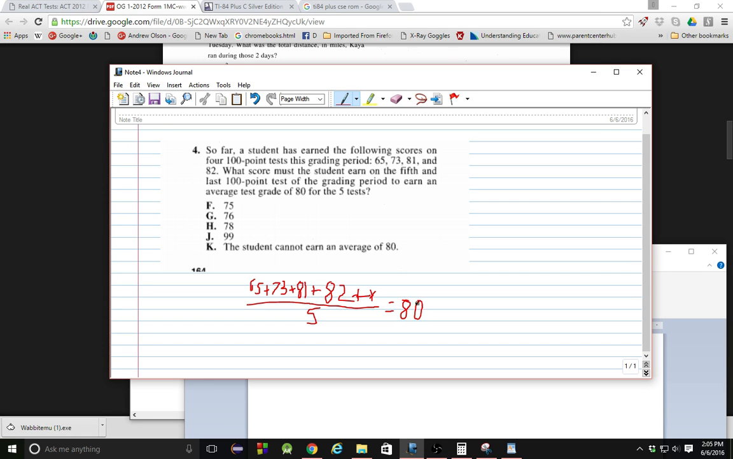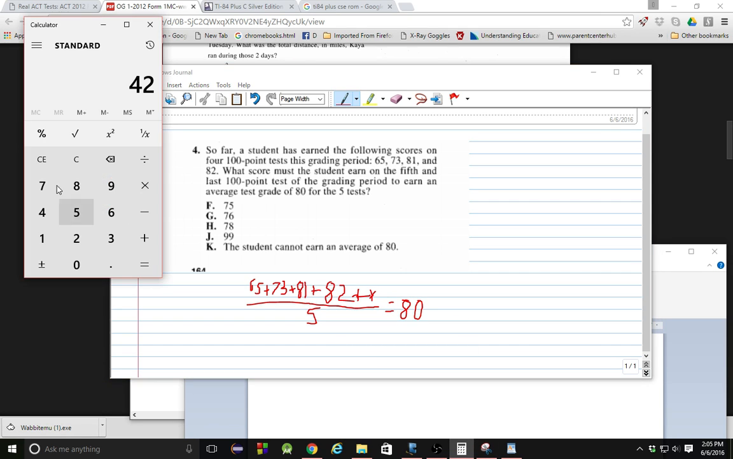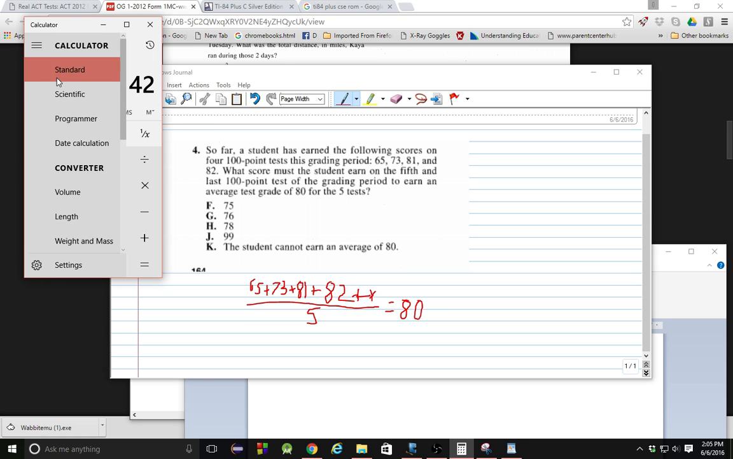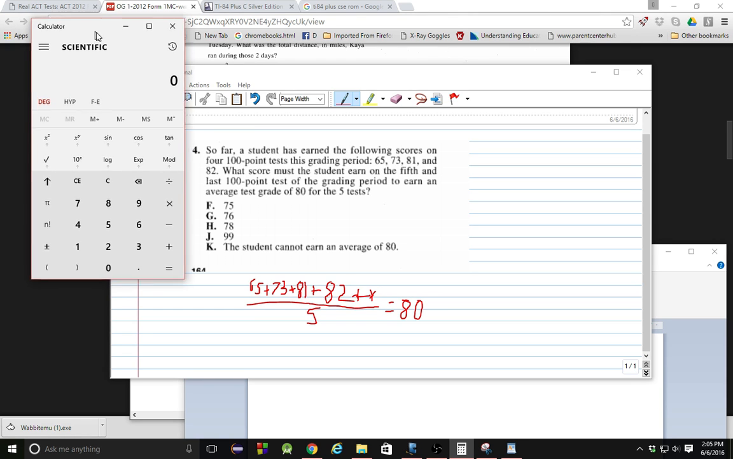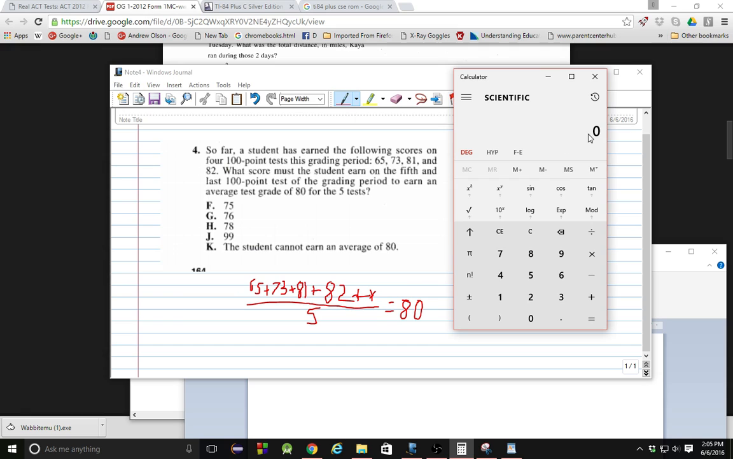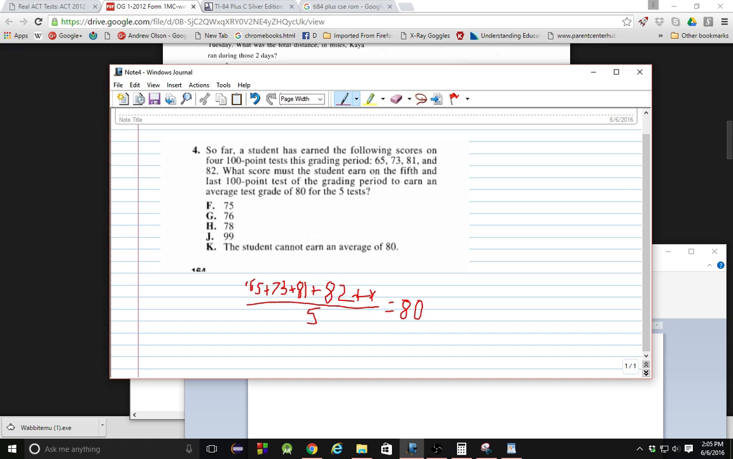Now, typically I like to use a calculator. Let's switch this to a scientific calculator. And so from here, all I got to do is multiply 80 times 5. We're solving for x, remember, so we get 400 from there, right? 80 times 5 is 400. And then we want to subtract 65, 73, 81, and 82 to get x. So we want to subtract this amount over here.